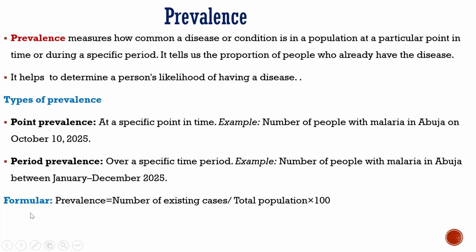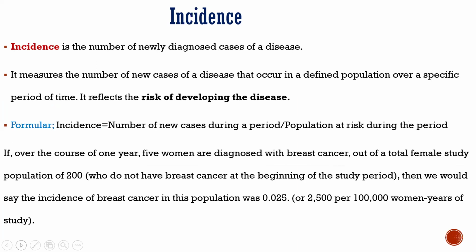Okay, so let's take a look at incidence. What is incidence? Incidence is the number of newly diagnosed cases of a disease. So it measures the number of new cases of a disease that occur in a defined population over a specific period of time. So it helps to reflect or determine the risk of developing a particular disease, or it also helps to show how fast a particular disease is spreading or how fast it is getting cured.